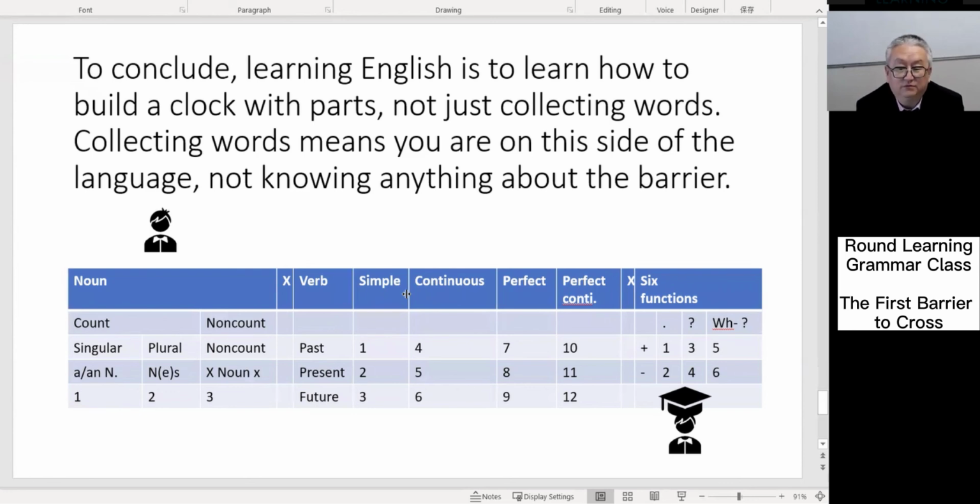To conclude, learning English is to learn how to build a clock with intricate parts, not just collecting words. Collecting words means you are on this side of the language barrier. You do not know anything about the barrier yet, okay? Once you have gone through all these barriers, you are able to count your nouns, time your verbs, and you are able to express the 6 functions, to allow your sentence to serve the 6 functions of an English sentence. And so this is one barrier, then another barrier, the next barrier, forming a little river of a sort, forming a huge barrier. Once you swim across this river, then you are learning English. Otherwise, you haven't started your journey yet.